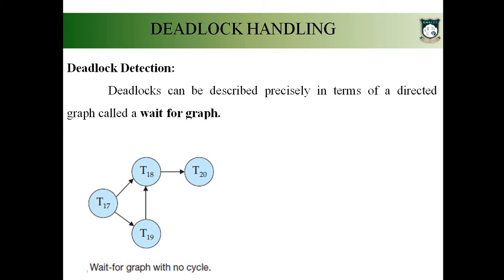So it means that T17 is in need of a data item that is presently held by T18. So whenever a transaction needs a data item presently used by some other transaction, then you will be placing an edge between the two vertices. Okay. Is it clear? Suppose T1 is in need of a data item presently held by T2, then you will be placing an edge from T1 to T2, right?